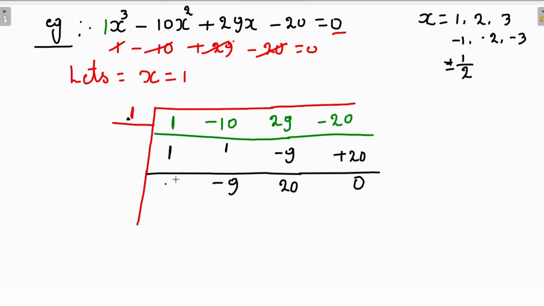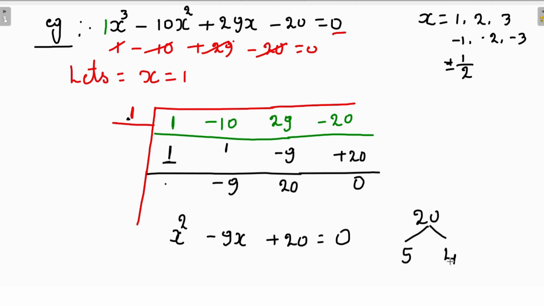Now the quadratic equation we have to write will be x square, that is 1 into x square, minus 9 into x, plus 20 is equal to 0. Now if I solve this quadratic equation, we know how to solve a quadratic equation. For the roots of 20, 5 fours are 20, because if I add or subtract I want 9. So the roots of 20 will be 5 and 4.